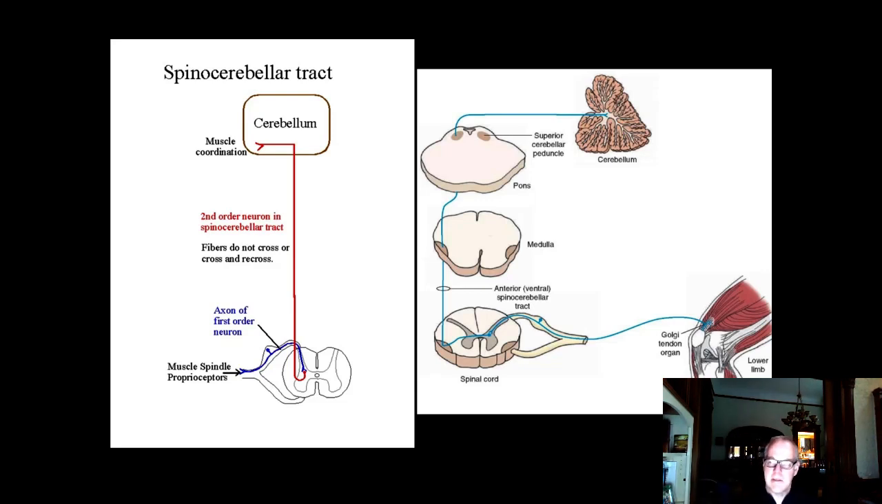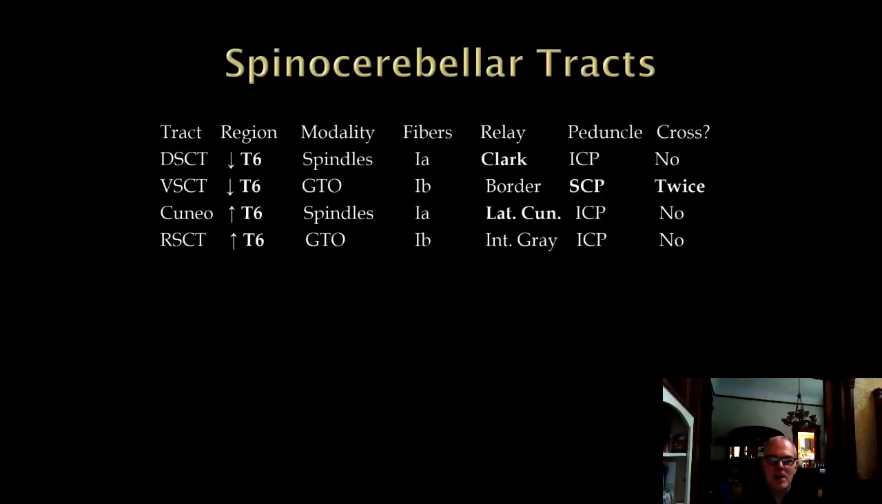All right, so all 4 of the spinocerebellar pathways eventually talk to the cerebellum on the same side. Just turns out that the ventral spinocerebellar tract gets there by crossing twice. Okay, don't ask me why it is that way.